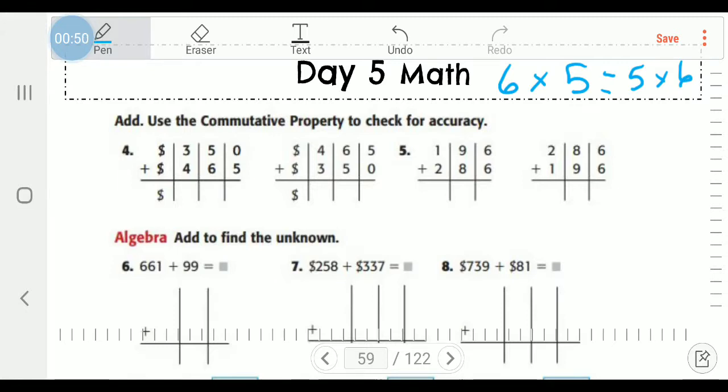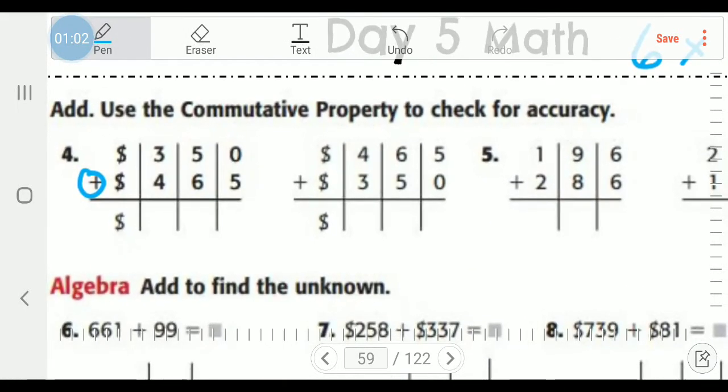So what they're asking you guys to do here, because this is addition, they want you to first add 350 plus 465. So I'll start with my ones place. 0 plus 5 is 5. 5 plus 6 is 11. And then 4 plus 3 is 7 plus 1 more, 8.